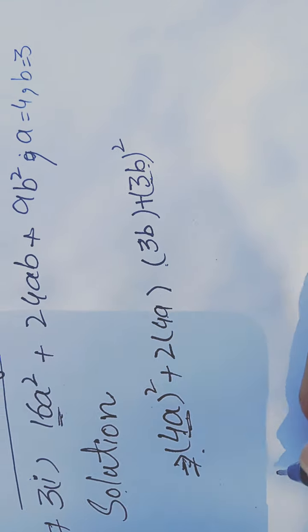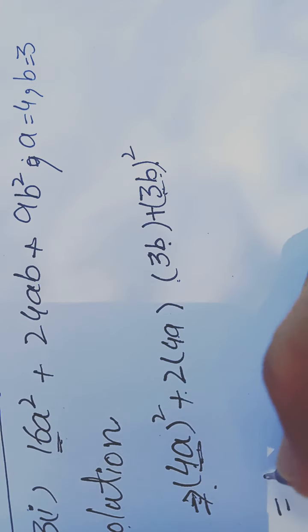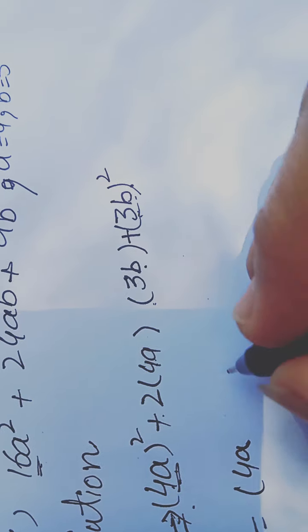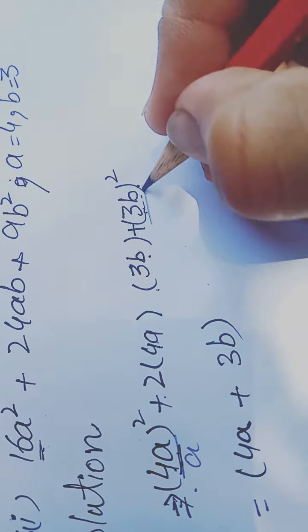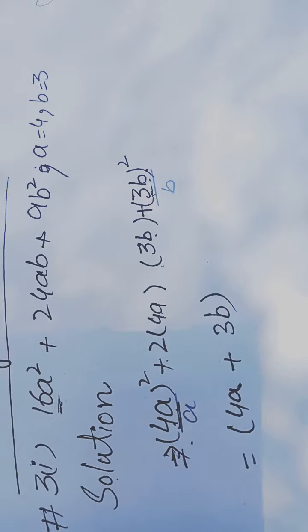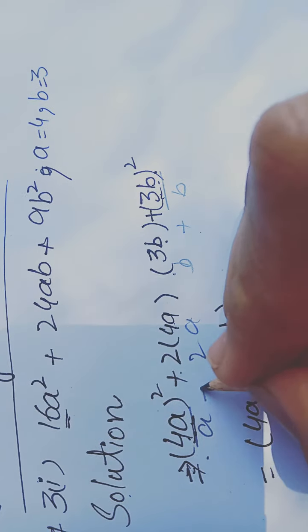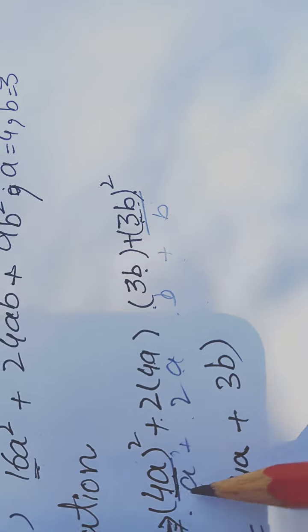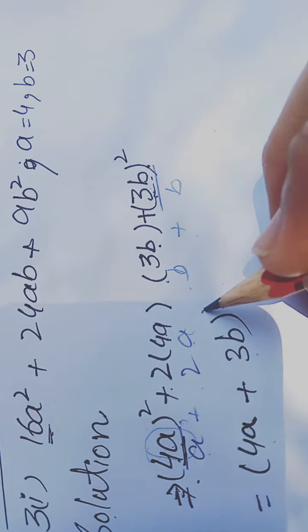Now a square plus 2ab plus b square is completed. So we can close it in the form of 4a plus 3b. As you know, this is a, this is b, and this is 2ab. The formula of a plus b whole square is a square plus 2ab plus b square. So a plus b whole square is completed over here.